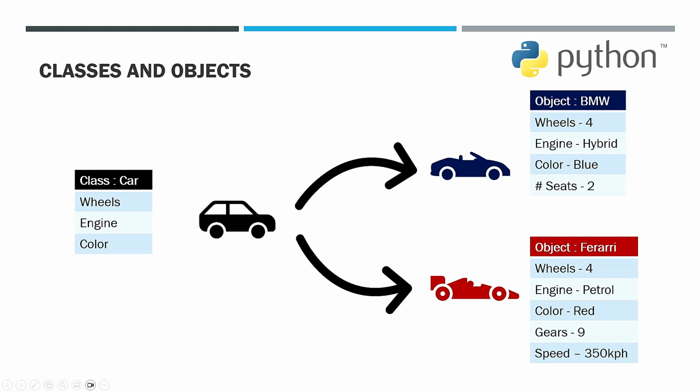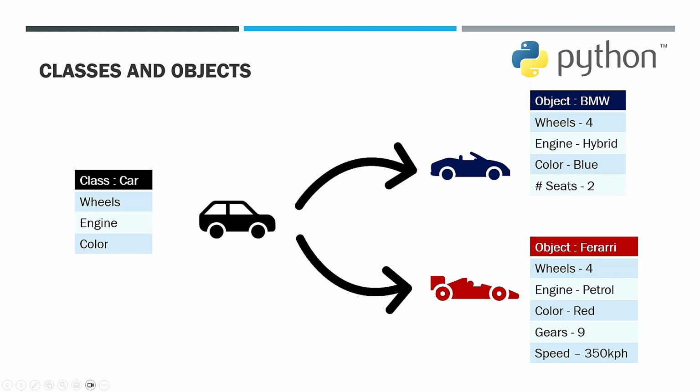Next, we have created two car objects based on the class car, BMW and Ferrari, that inherit the properties from the car class. Each object has unique attributes and may have additional properties. For example, for the BMW object, we have the attributes wheels as 4, engine as hybrid, color as blue. Then we also have an additional attribute number of seats as 2. For the Ferrari object, we have the number of wheels as 4, engine is of type petrol, it has the red color, and there are two additional attributes, number of gears, which is 9, and speed, 350 km per hour.